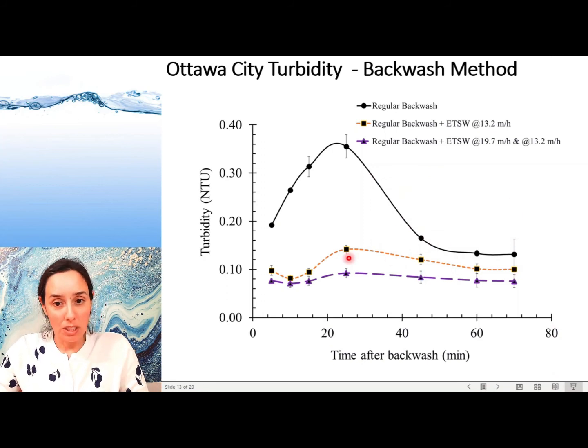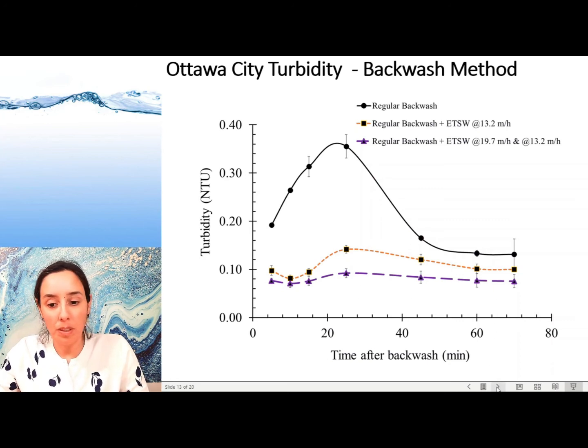So we see an initial increase in the turbidity followed by a decrease. And what's interesting is that with the two backwashes with the ETSW and then the two-stage ETSW, we see a decrease in the turbidity curve, which is what we expect. But the two-stage one is better than the single-stage one. And that's really nice to see. But I think we need to do some more testing to confirm those results as well, but it definitely shows some promise.